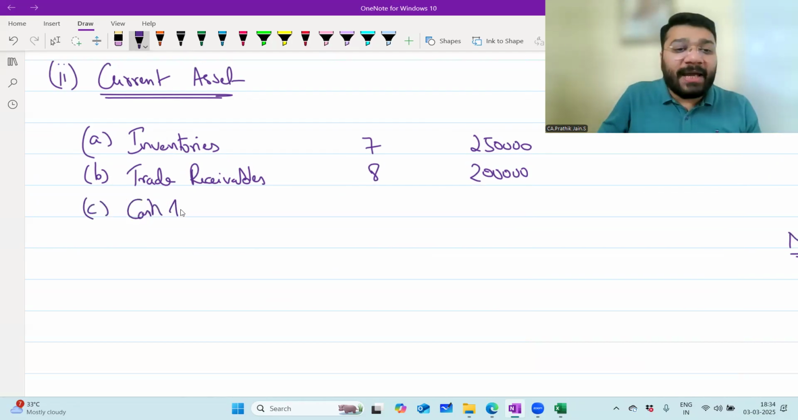Very good. Cash and cash equivalents. Note number 9.